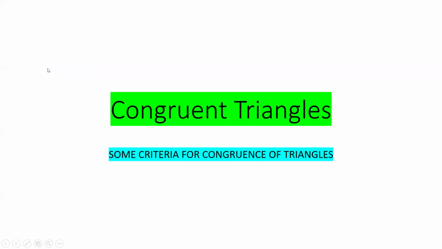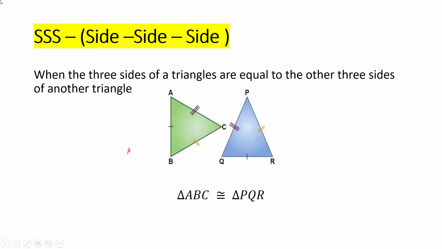Congruence of a triangle. We already discussed side, side, side. When the three sides of a triangle are equal to the three sides of another triangle, we can say that these two triangles are congruent to each other. Here, we said that the three sides are equal to the three sides of another triangle.